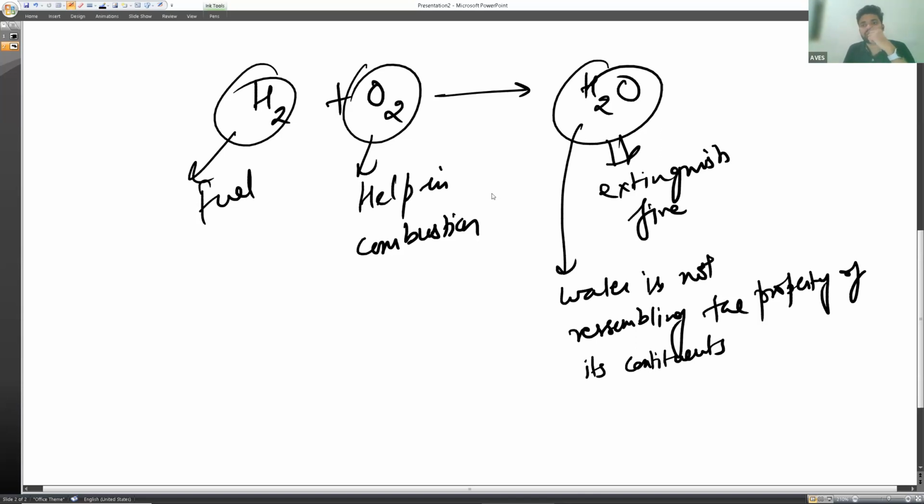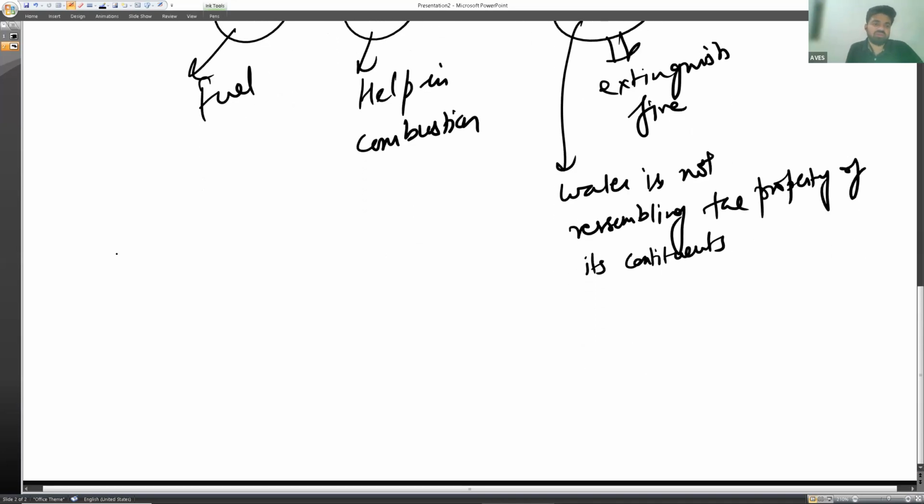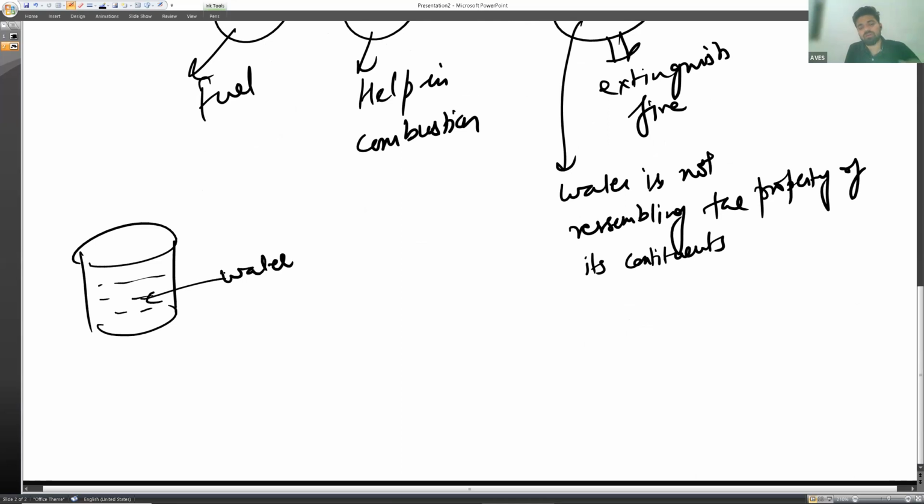You understood this one? Yes. What is chemical change? Let me explain with the help of physical change also, so that you will understand. In physical change, for example, you take a tumbler and add some water to it. Then you add some salt to it. How will you feel the taste? Will it be salty?